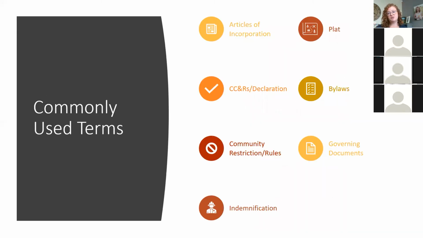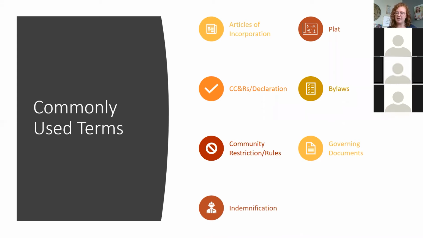Some commonly used terms that you'll hear our managers and our staff use. These aren't all of them, but these are a handful of them. Articles of incorporation, explain that. CC&Rs and declaration, we use them kind of interchangeably, depends on what yours are called. Community restrictions and rules. Some of your restrictions are going to be found in your governing documents, and some of them may be resolutions and rules that you expand upon.